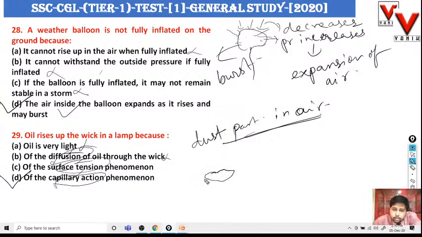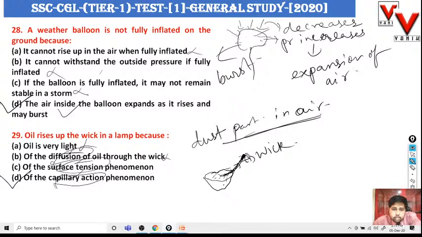Why? Say this is your lamp. I'm not that good at drawing, kindly bear with me. This is the wick of the lamp, and you have oil here. Now you light the lamp. What will happen is that the oil will start rising because of capillary action, and then finally this wick will get burned. It will get lit up, and this is nothing but capillary action.